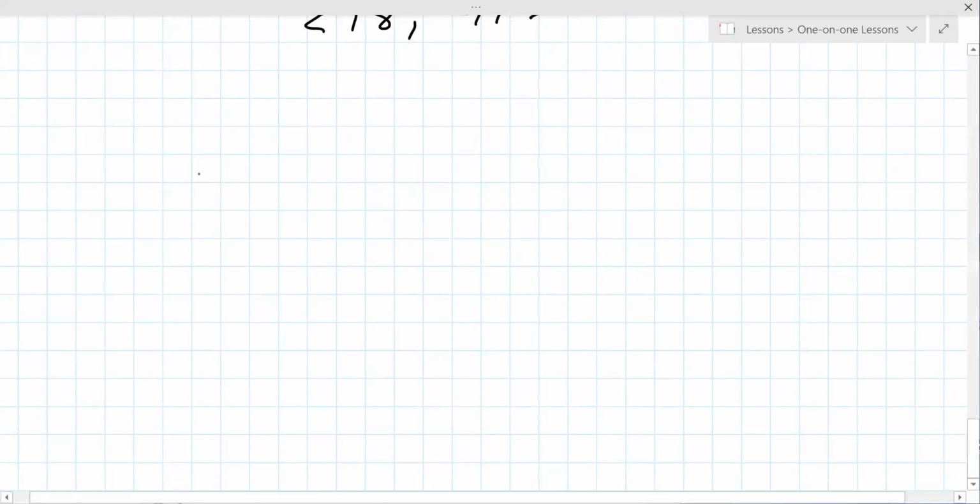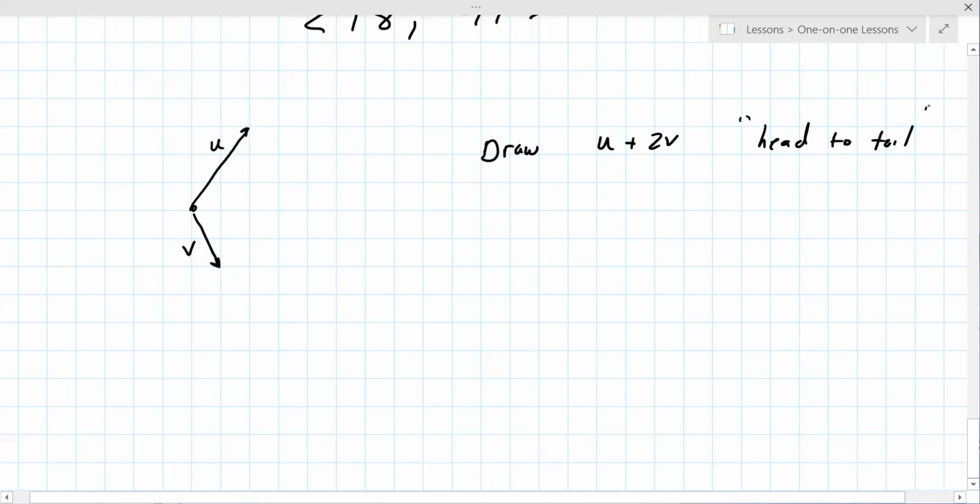Okay. So one thing that is very common to see in traditional classes is I say, oh, that's u, and there's v, and I want you to draw u plus 2v. And you probably saw this in class. There's this thing called head to tail, maybe. Yes. That's okay.